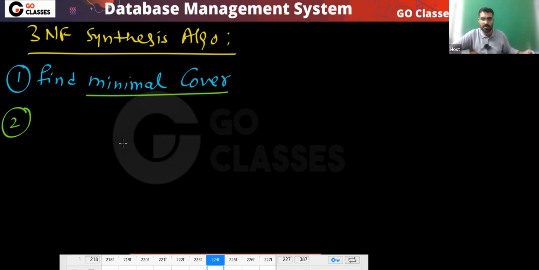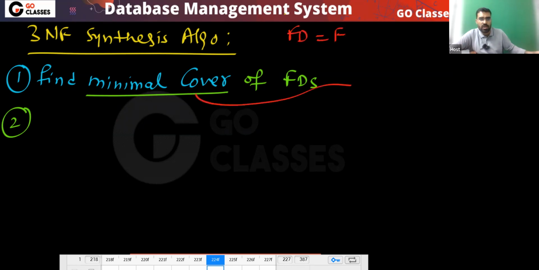What is the second step? Okay, remember, this first step is a mandatory step. First, you find the minimal cover of FDs. Let's assume the FDs are F, and let's call this minimal cover FC.